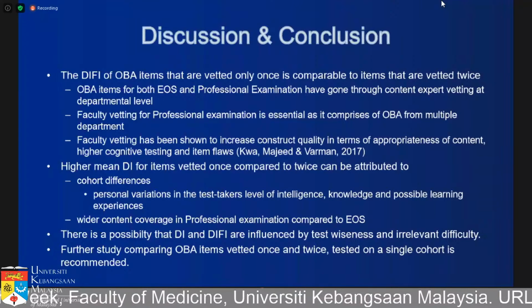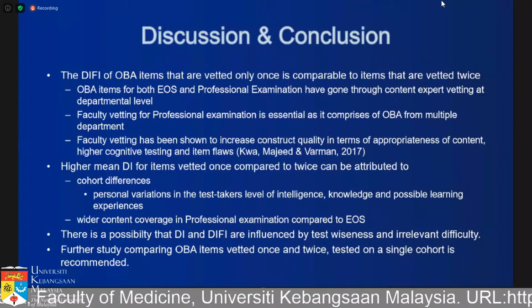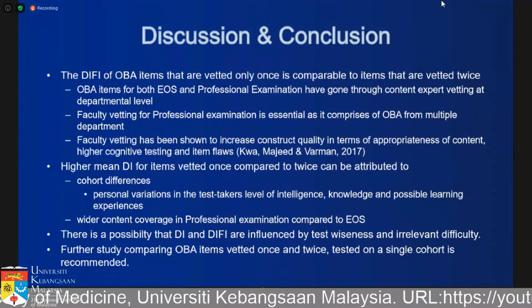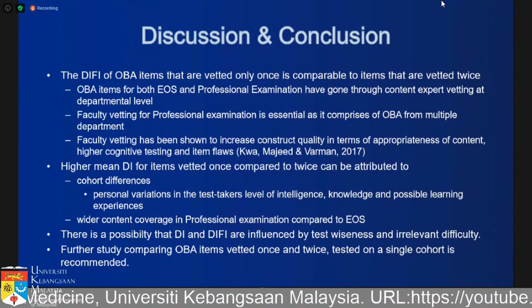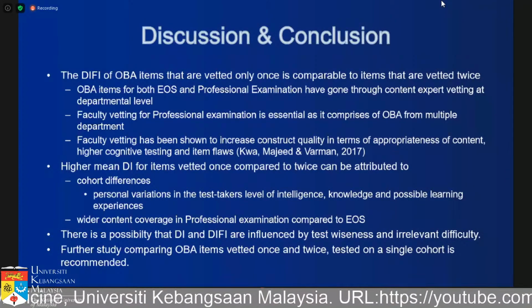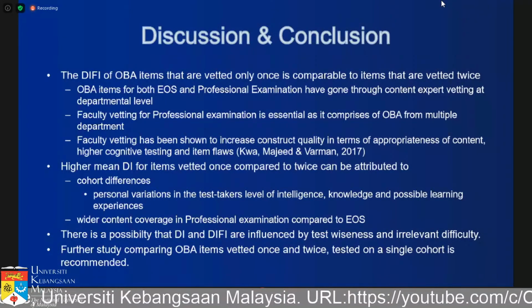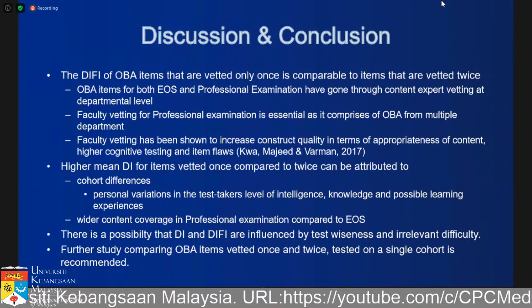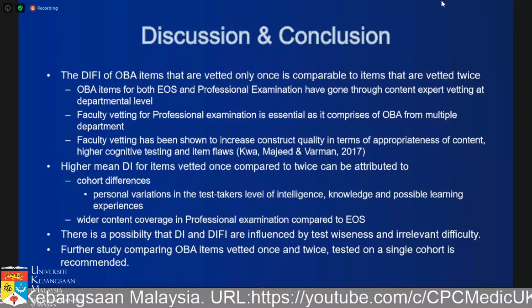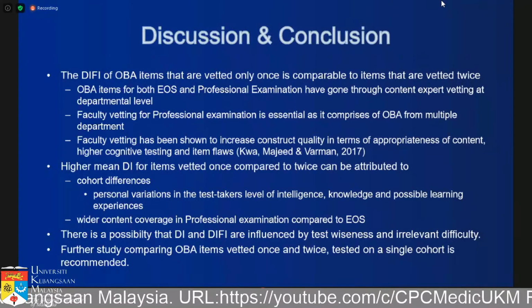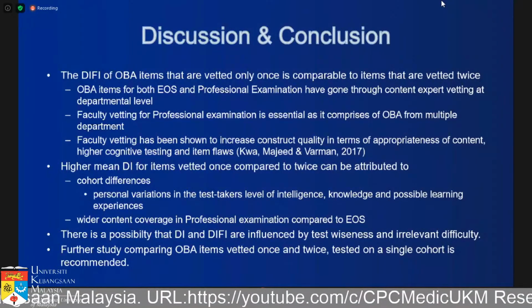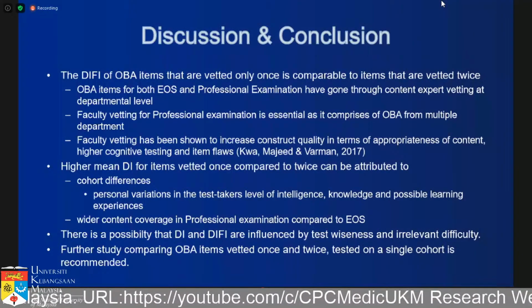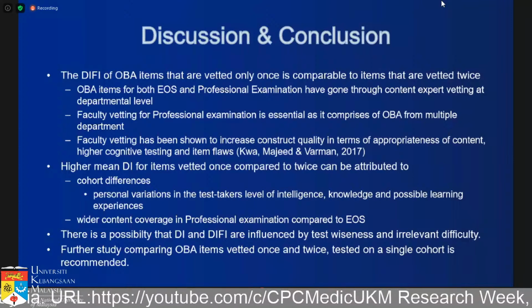There is also a possibility that difficulty index and the discrimination index are also influenced by other factors such as test wiseness, where students use guessing strategies based on item flaws and hints that are in the questions, as well as irrelevant difficulty. Having that in mind, we recommend a further study comparing OBA items vetted once and twice, but tested on a single cohort instead of a different cohort to remove the variability of cohort differences. With that, thank you very much.